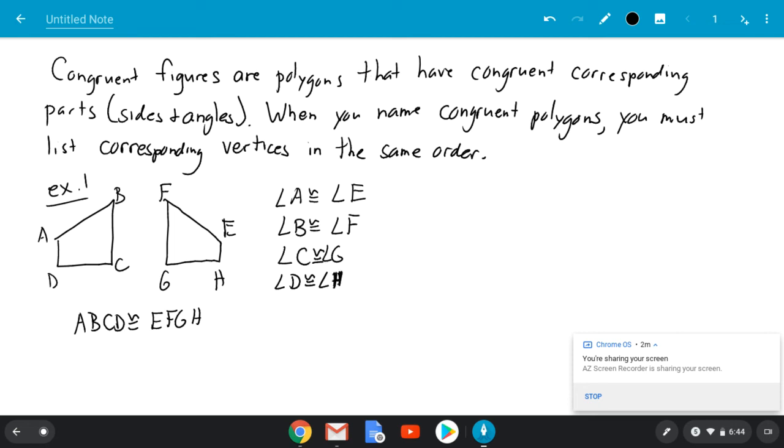Now, if I'm talking about the sides, though, if I start with, say, AD, it looks like AD is congruent to EH. Likewise, if I continue, it looks like AB is congruent to EF. You could say FE too, and remember, that doesn't matter. Then I'd say it looks like BC is congruent to FG. And then it looks like CD is congruent to GH.